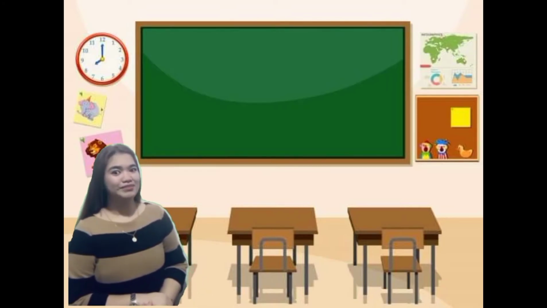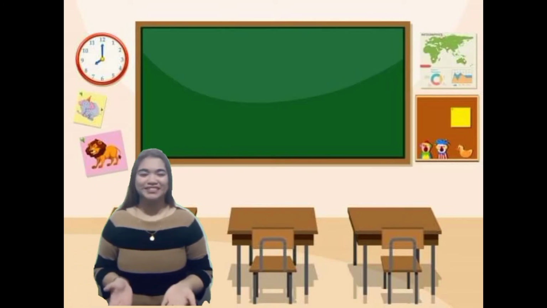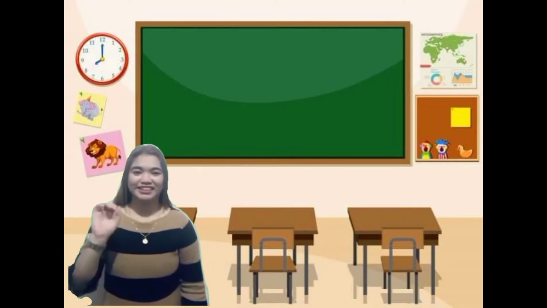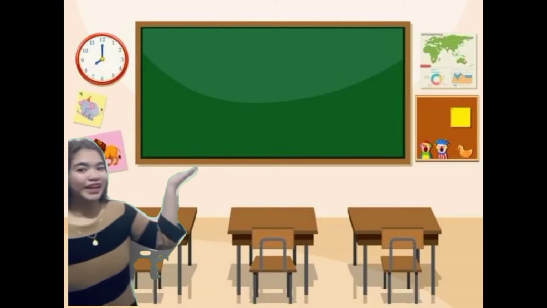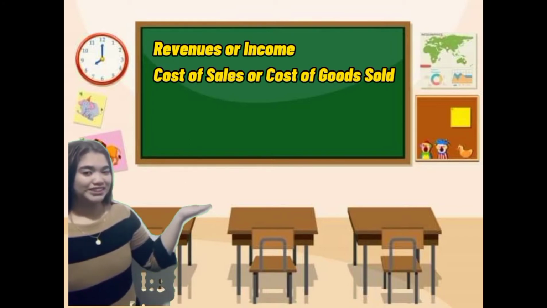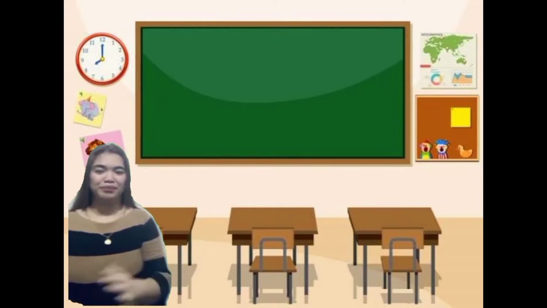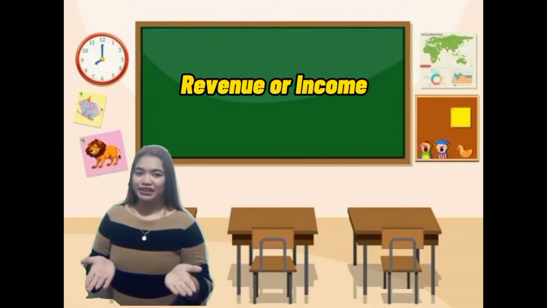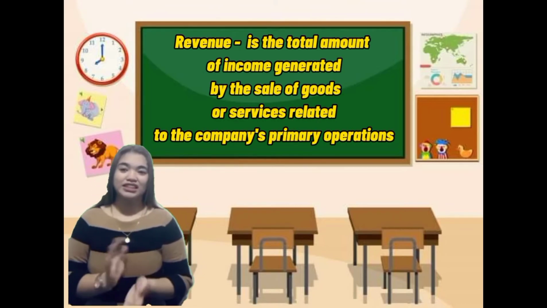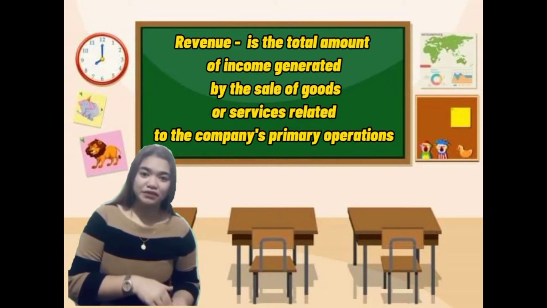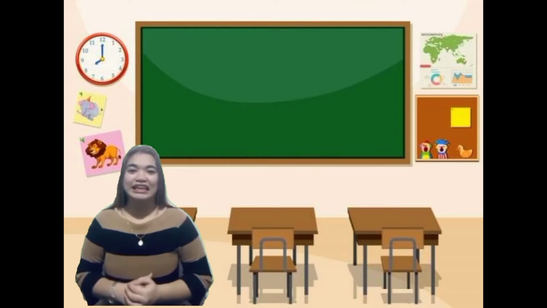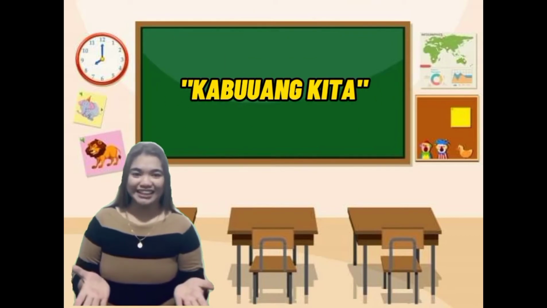Have you ever heard the elements of SCI or Statement of Comprehensive Income? There are three elements of SCI: revenues or income, cost of sale or cost of goods sold, and expense. Let's start with revenue or income. Revenue is the total amount of income generated by the sales of goods or services related to the company's primary operations. In other words, kabuang kita.